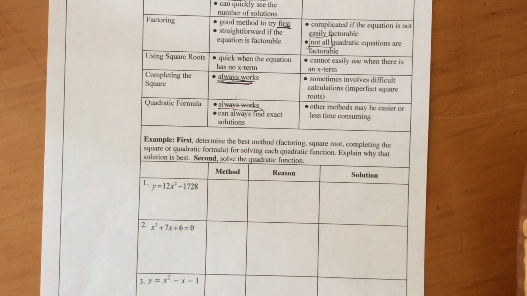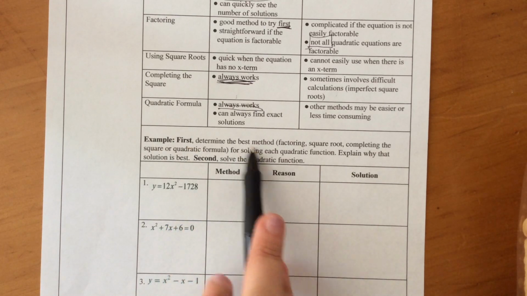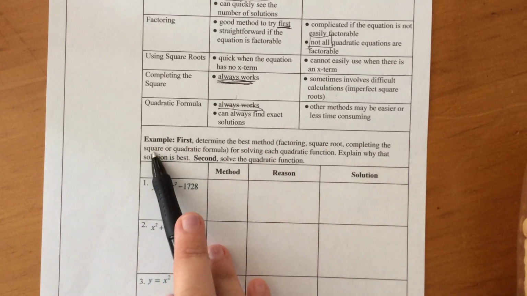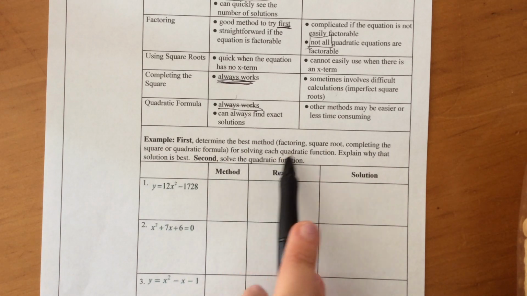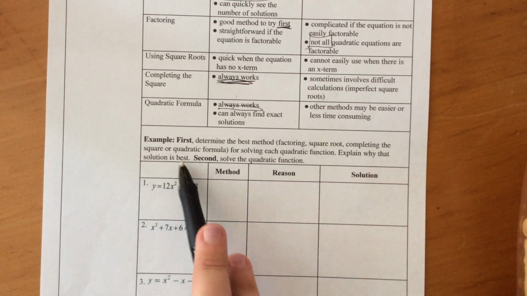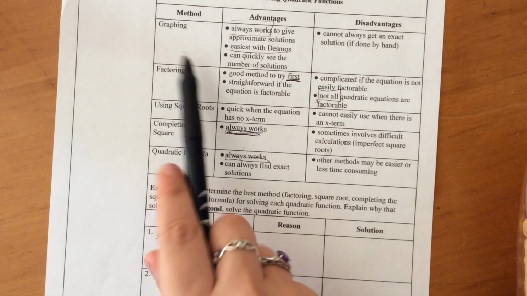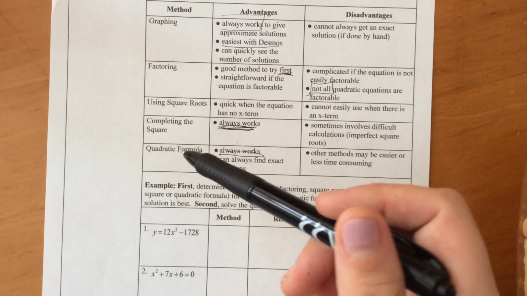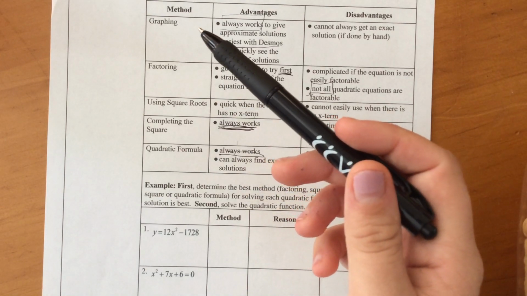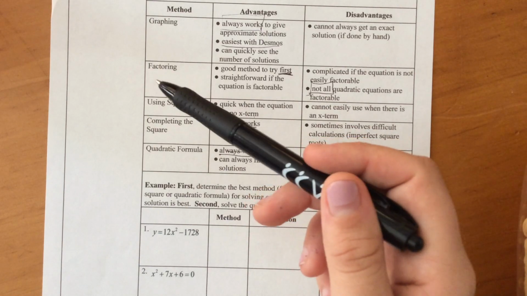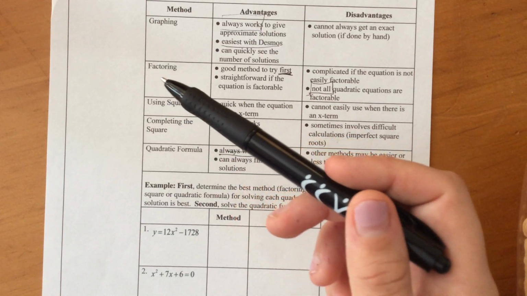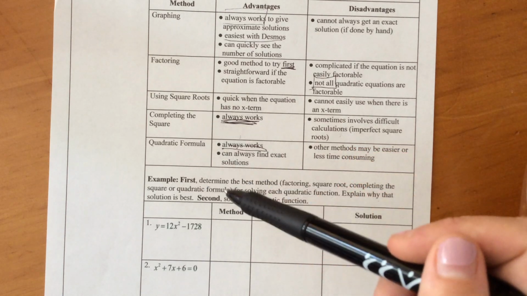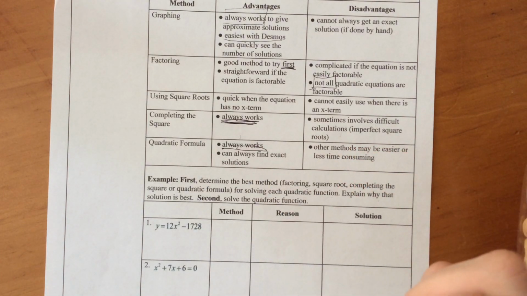So now we're going to take a look at 4 of these and we're going to talk about the methods. So the directions say, first, determine the best method, factoring, square root, completing the square, quadratic formula for solving each quadratic function. Explain why it's the best solution. If you notice, it does not say graphing. Remember we taught you all of these other ones because sometimes you're going to get asked the question, what's the best method? And they're not going to include graphing. So we need to know all the other methods, which is why we taught them and why we went over all of them. So using these 4 right here, we need to determine which one's the best method and why, and then you need to go through and solve.